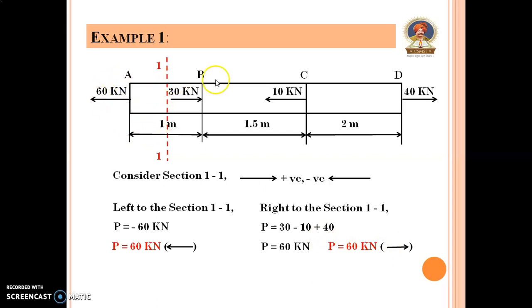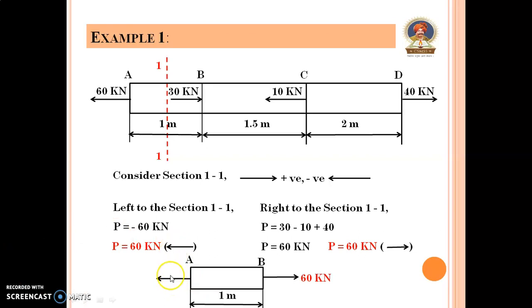Now once again draw the section AB. Here section AB length is 1 meter. Now the force here, the right hand force, is moved towards the right side, and the value is P is equal to 60 kN, and this is the left portion, and this P force is moved towards the left side as shown in the figure, and P is equal to 60 kN. Here in this diagram, the tensile type of forces act on the body. As we know, the tensile force is always positive and compressive force is always negative.